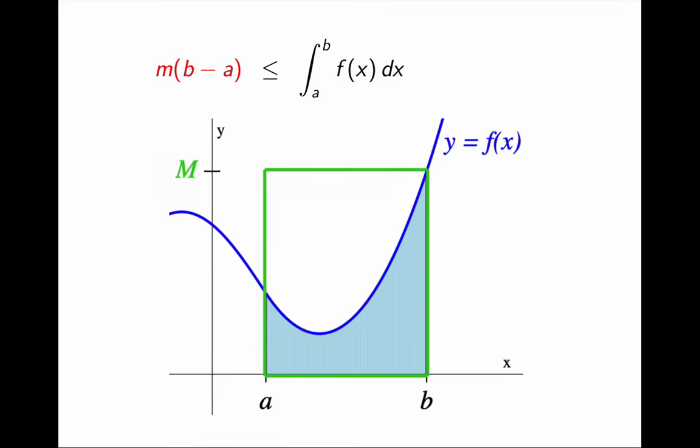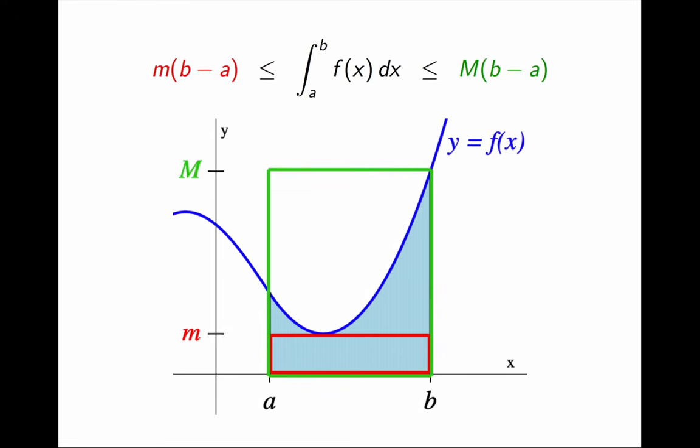Similarly, I can draw a rectangle that contains the shaded region. It is in green in this picture. The height of this rectangle is the maximum of the function on the interval. I am calling it big M. The green rectangle gives me an overestimate of the area I want to compute. The integral should be less than or equal to big M times b minus a. These two estimations are very rough. Unless my function is kind of flat, they won't give me an accurate value for the area at all. But they are a start.